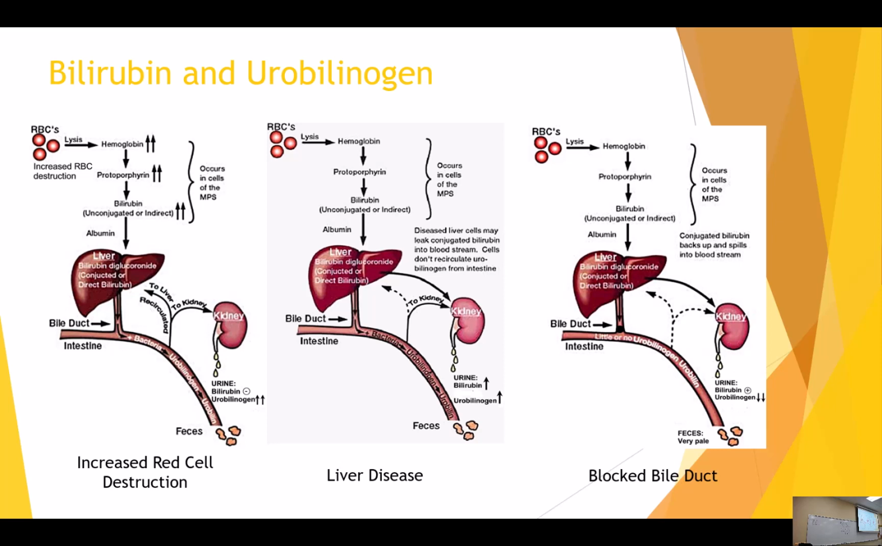Because it's not going into the intestines, it's not converting to the urobilinogen. It's not converting to urobilin because there's no bilirubin or very little bilirubin getting into the intestines. So in this situation, our feces become very, very pale. There is no urobilinogen recirculating, so there's none for the kidney. And because it's blocked, all that extra conjugated bilirubin is getting blocked up and it's going to spill into the bloodstream. So when we're dealing with a blocked bile duct, we have a much lower urobilinogen, so it'll be less than normal, and a positive bilirubin.